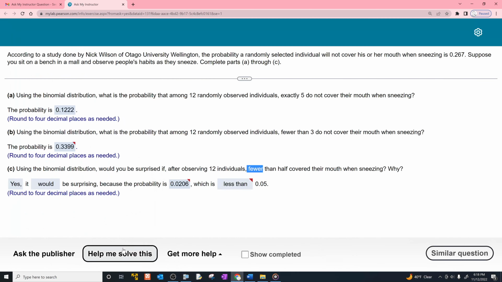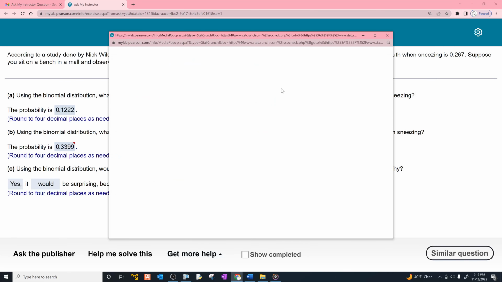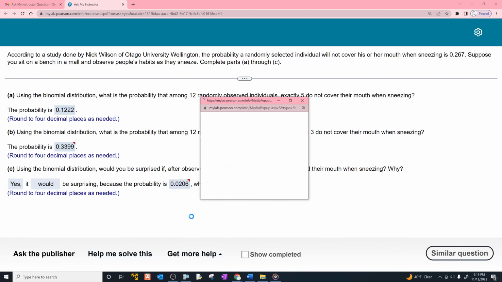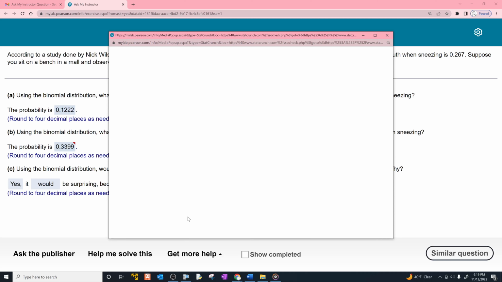Also, StatCrunch does have a binomial calculator. Let's go to where that would be. That was a play on words there. At the end, they asked, would you be surprised if they actually covered their mouth? So the problem was restated. Trying to get my StatCrunch to load up. See if it's going to load or populate. If not, then we could probably demonstrate this in another way.